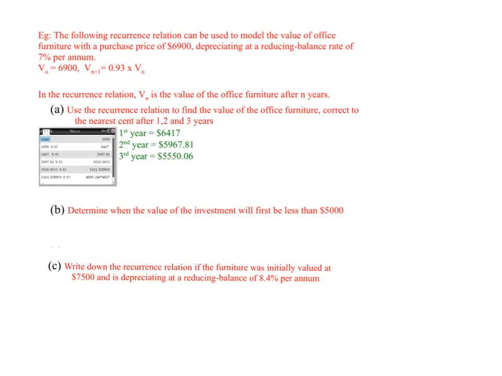So the following recurrence relation can be used to model the value of office furniture with a purchase price of $6,900. There's the V0, at a reducing balance rate. So you need to highlight that, because you're going to know you've got to go to those formulas, and then they've told you 7% per annum. So that's your little r there.